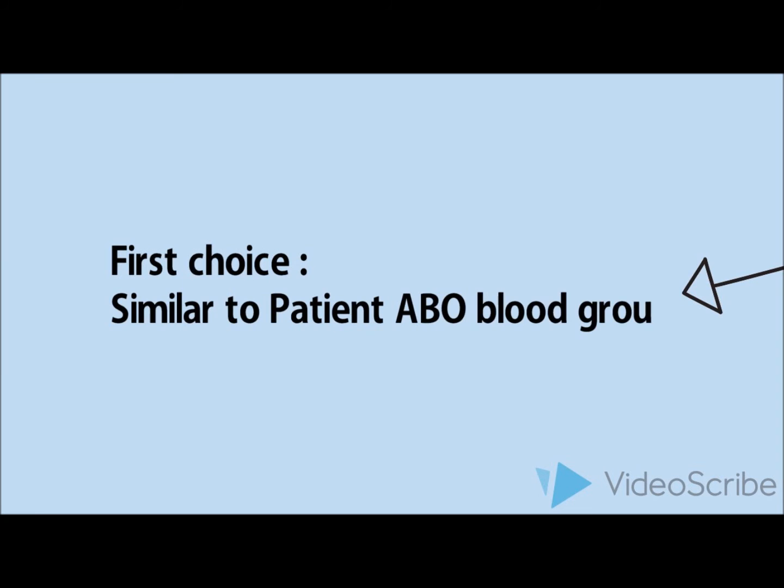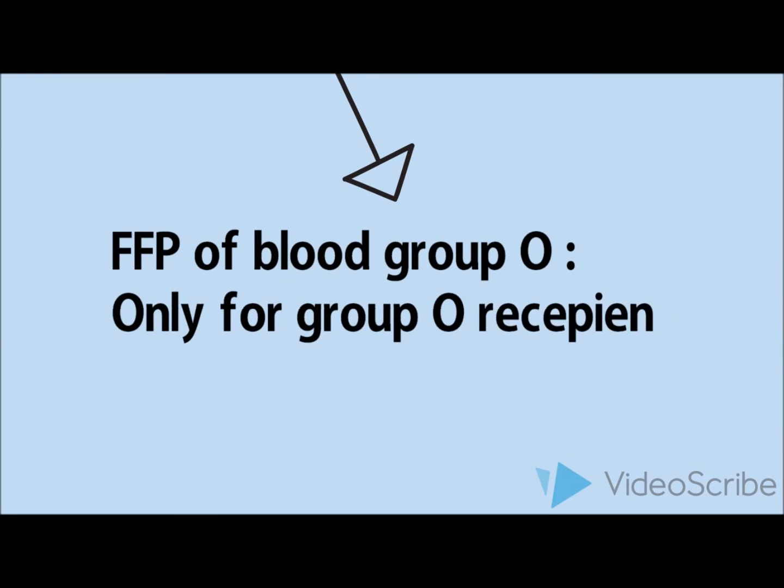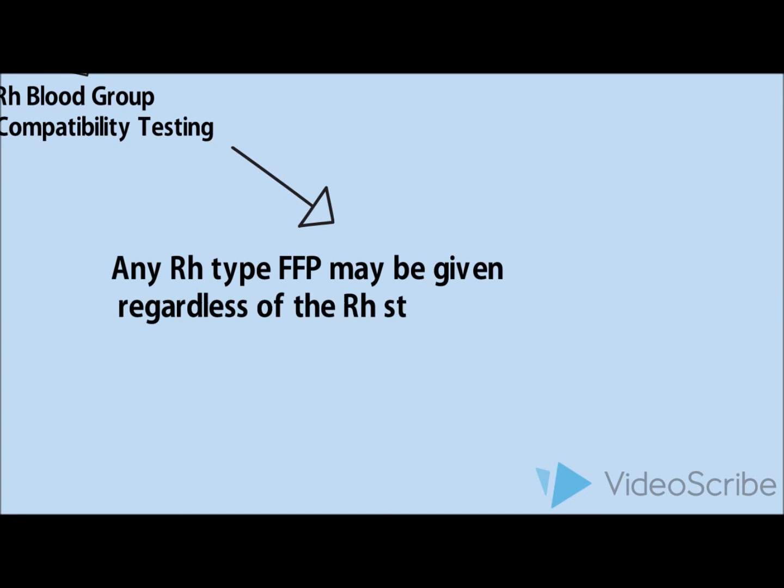For the ABO compatibility testing, the first choice of fresh frozen plasma involves the same ABO group as the patient's. If this is not available, fresh frozen plasma of a different ABO group is chosen if it doesn't possess high titer of anti-A or anti-B. However, fresh frozen plasma of blood group O should only be given to blood group O recipients. For the Rh blood group compatibility testing, any Rh type may be given regardless of the Rh status of the patient.